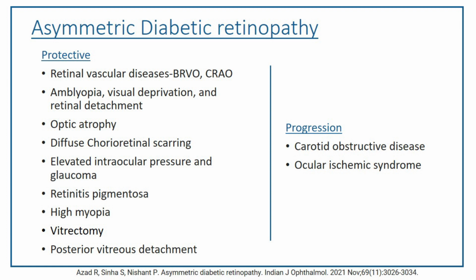Again, the posterior vitreous provides a scaffold over which the retinal fibrovascular polyps or the new vessels can grow, and hence after a posterior vitreous detachment, this scaffold is removed and thus diabetic retinopathy is impeded. Two factors are considered that can lead to progression of diabetic retinopathy. Carotid obstructive disease leads to an increase in the ischemic damage. A similar mechanism is involved in ocular ischemic syndrome.